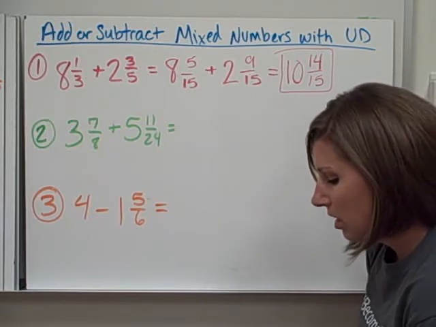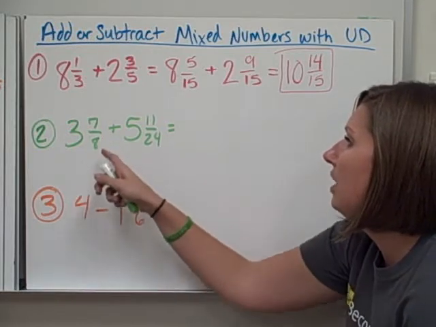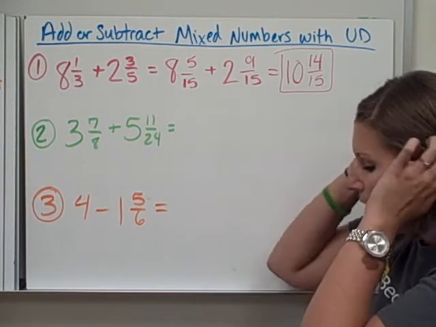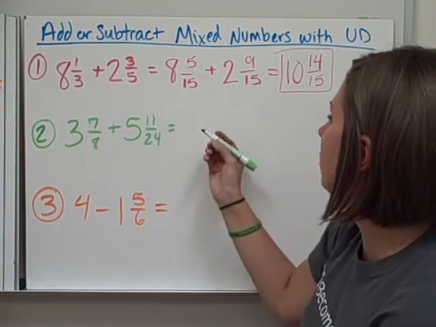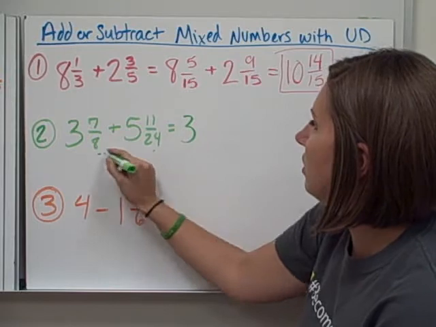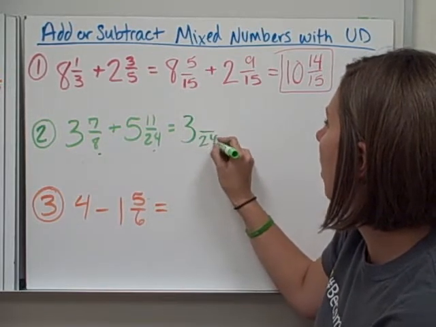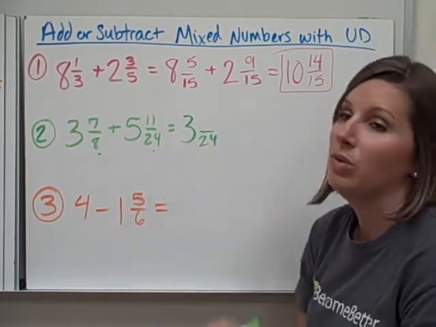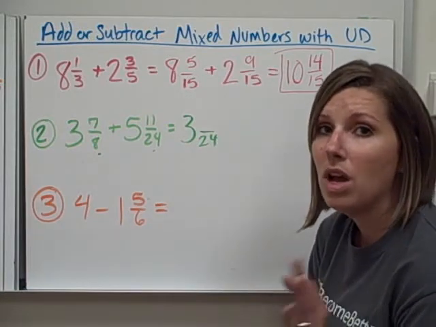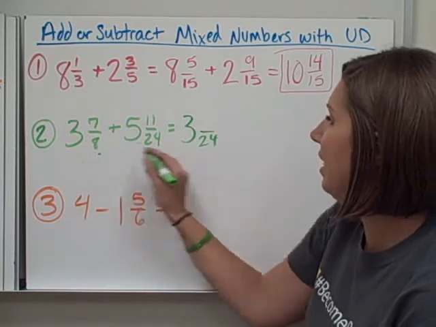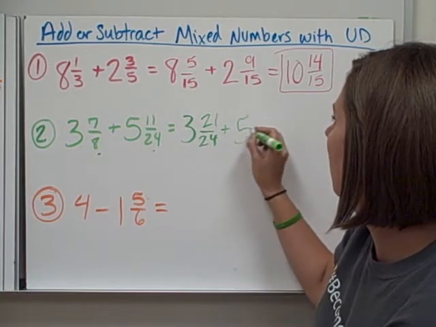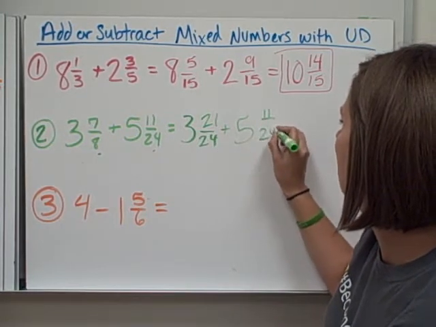Number 2, I've got 3 7/8 plus 5 11/24. I'm going to go ahead and rename these fractions so they have the same denominator. I'm going to have to use a denominator of 24 because 8 goes into 24 3 times, and this one already has a denominator of 24, so it's ready to go. So like I said, 8 goes into 24 3 times. 3 times 7 is 21, and this one gets to stay the same.